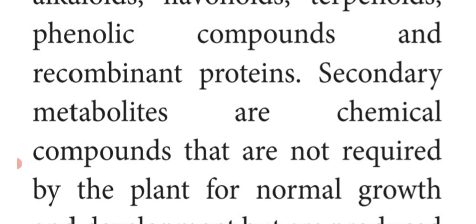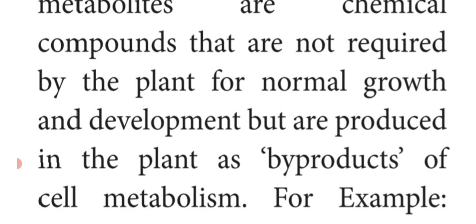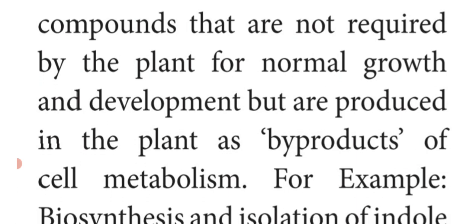Dear students, how will the question come in the question paper? What is secondary metabolites? Give some examples. What are the examples? Alkaloids, flavonoids, terpenoids, phenolic compounds, recombinant proteins. What are secondary metabolites? They are chemical compounds. They are not required by the plant for normal growth and development, but they are produced in the plant cell as a byproduct of cell metabolism.